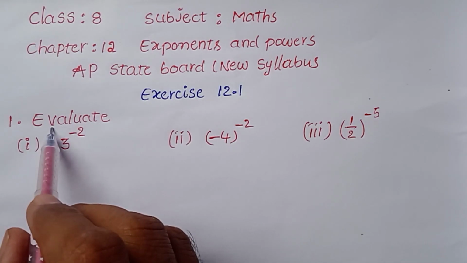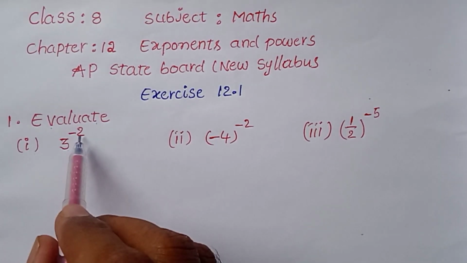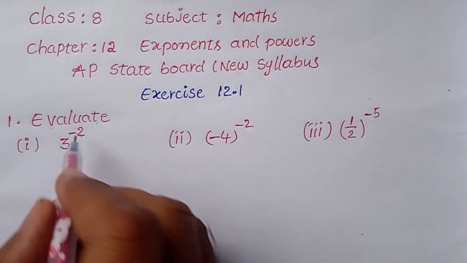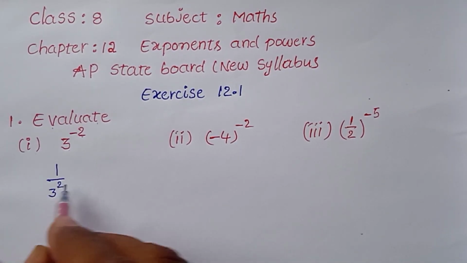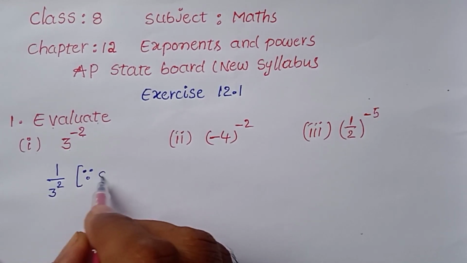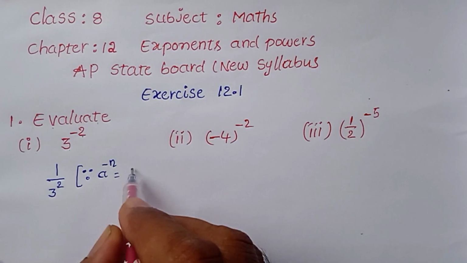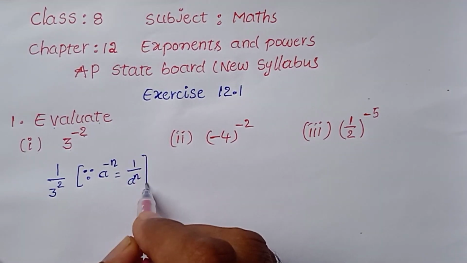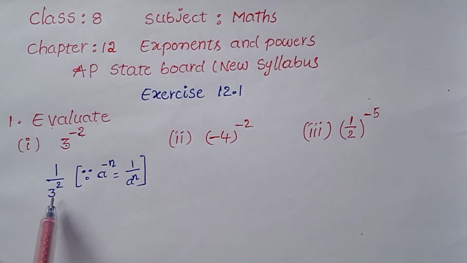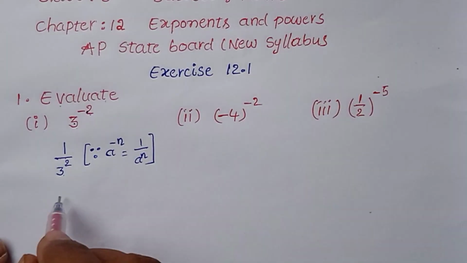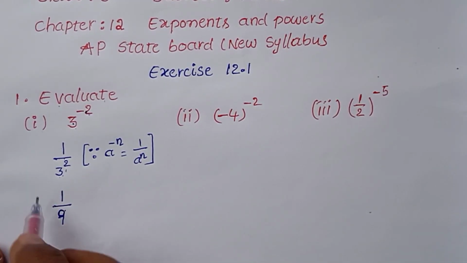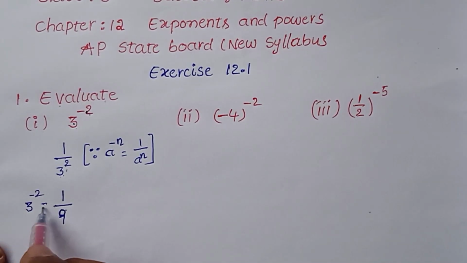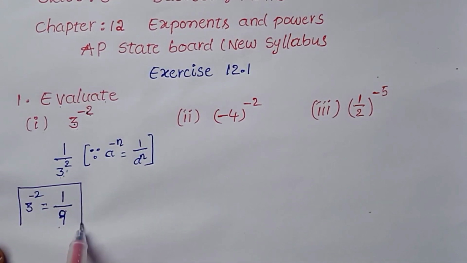Look, the first one, evaluate. The first one is 3 to the power of minus 2. 3 to the power of minus 2 can be written as 1 by 3 square, because of the law a to the power of minus n is equal to 1 by a to the power of n. In the same way, 3 to the power of minus 2 can be written as 1 by 3 square. 3 square is what? 9. So 1 by 9. So, 3 to the power of minus 2 is equal to 1 by 9.